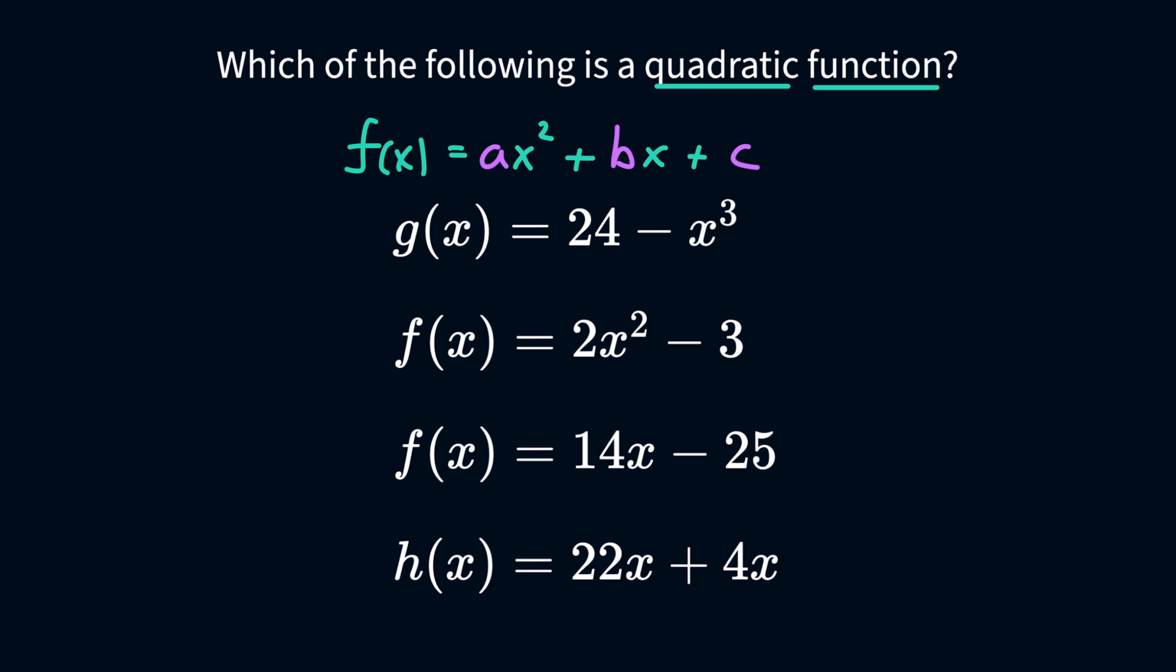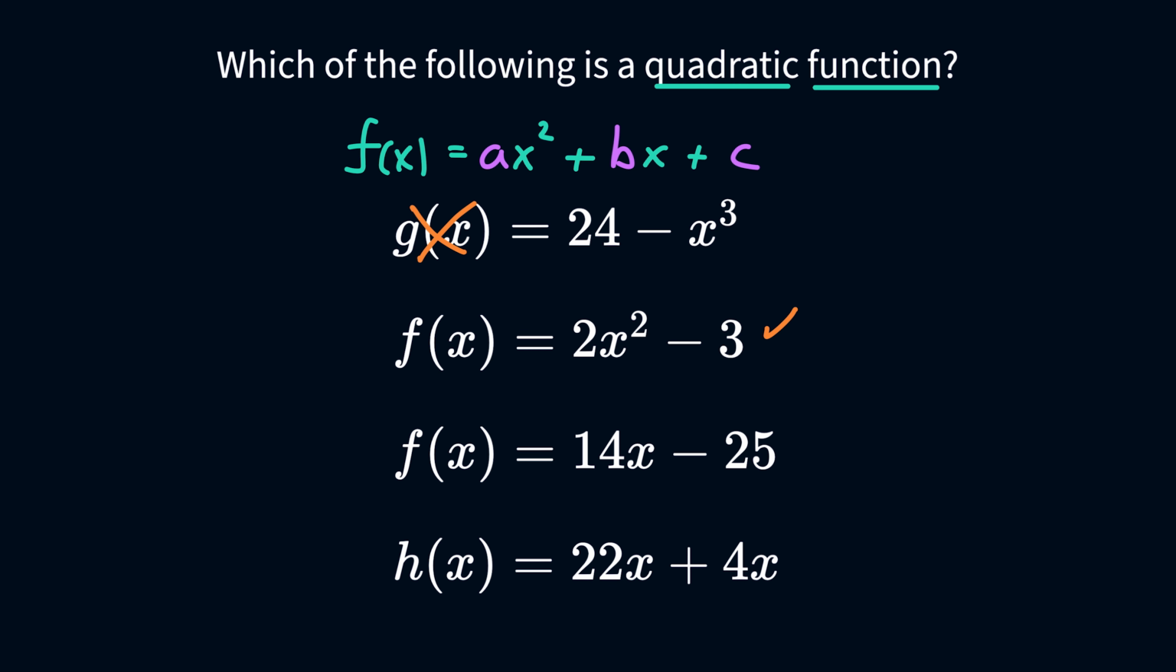So we can go through our choices and see which of these functions matches that. The first function here I notice has an x cubed in it. No good. Quadratic functions can only go up to x squared, so this is out. The next function I'm going to look at is 2x squared minus 3. That looks pretty good. Here I have my a and then x squared. I don't have any bx term in it. There is no other x term in there, and I just have some constant on the outside. So this is looking good so far.